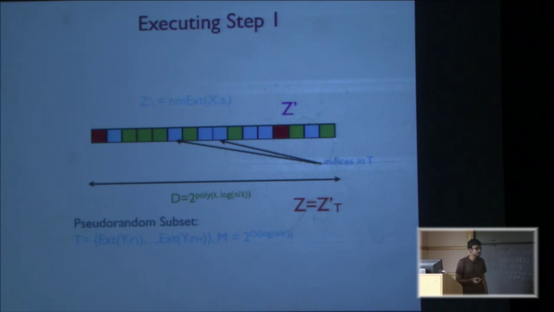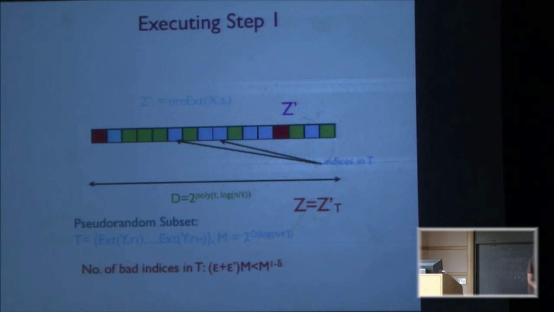But wait, what are R1 through Rm? R1 through Rm are the short seeds which the seeded extractor uses. So we run the seeded extractor on all its seeds. But since it's a seeded extractor, it has much better seed length. So here the bad bits are still a positive fraction.